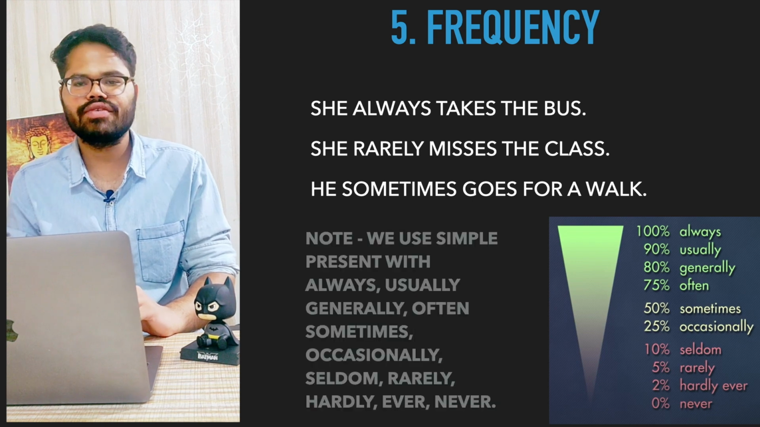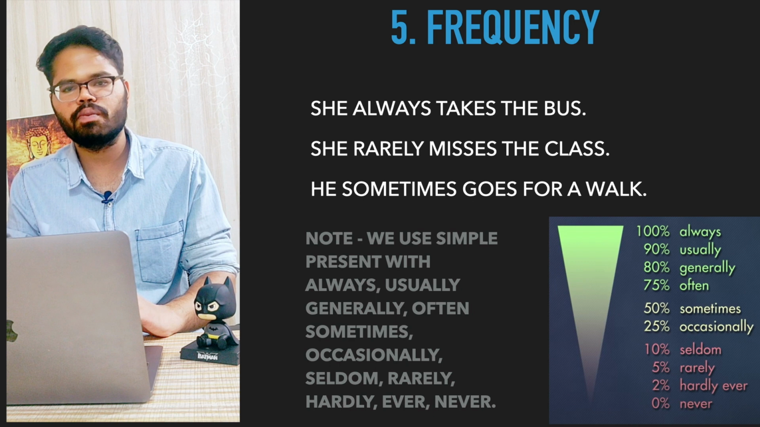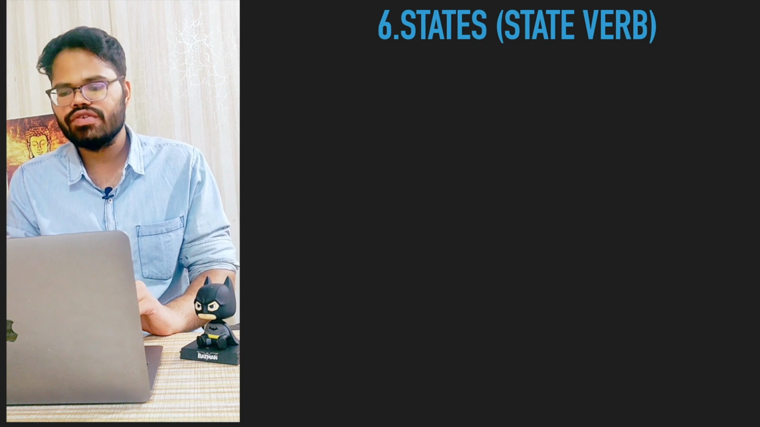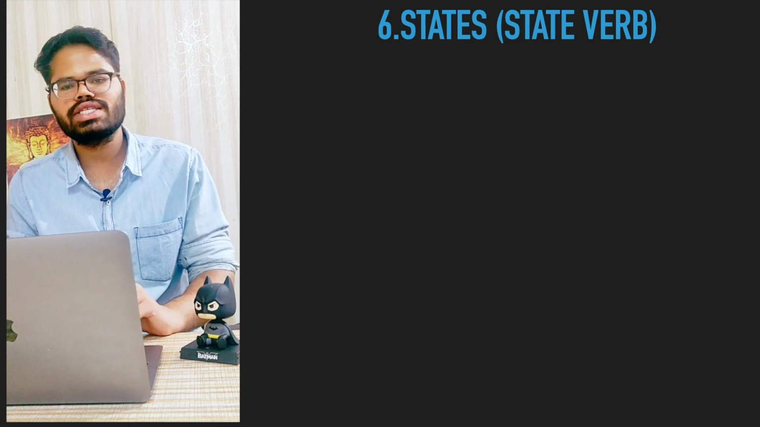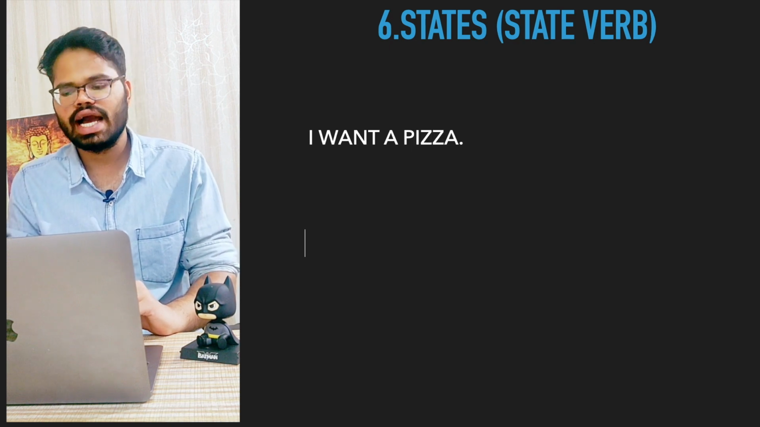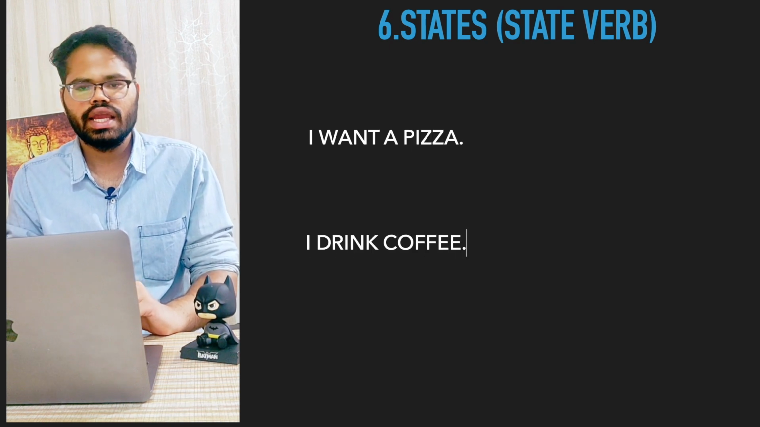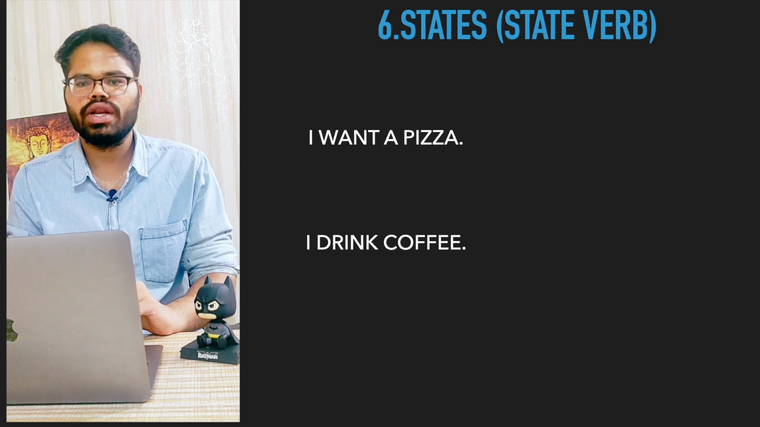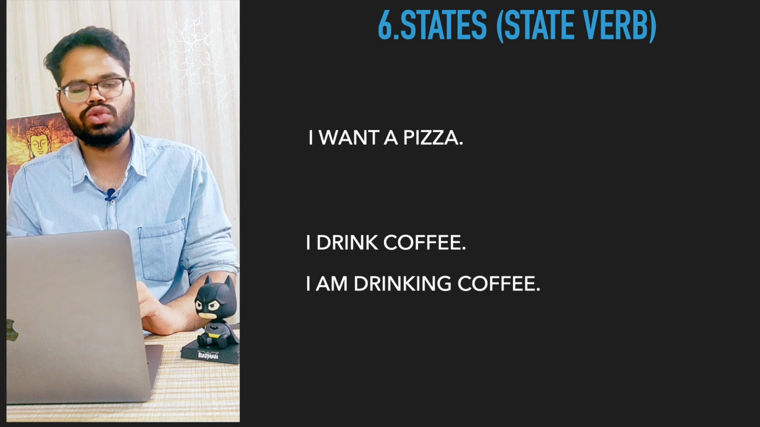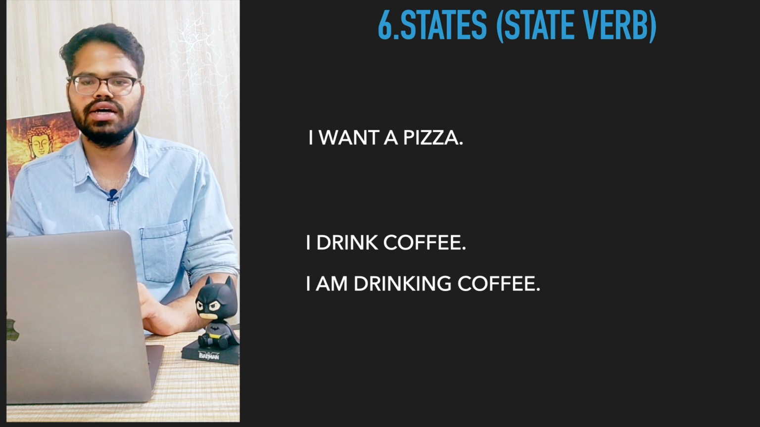The next usage that we are going to talk about is the most important one, and it is talking about states using state verbs. So here we will take two examples. The one example is I want a pizza, and the second example is I drink coffee. If I say I drink coffee or I am drinking coffee, both of these sentences are correct. Though they mean something different, they are correct.